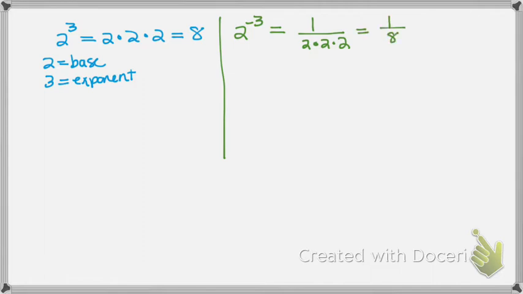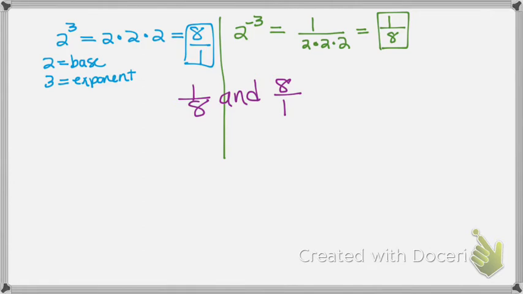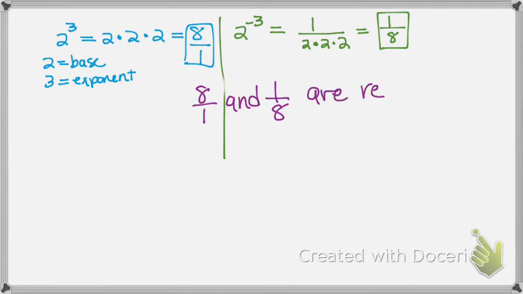Now, what I'd like you to do is compare the answer that we got on the left, which is 8 over 1, and the answer that we got on the right, which is 1 over 8. And I want you to notice that they are reciprocals. 8 over 1 and 1 over 8 are reciprocals.